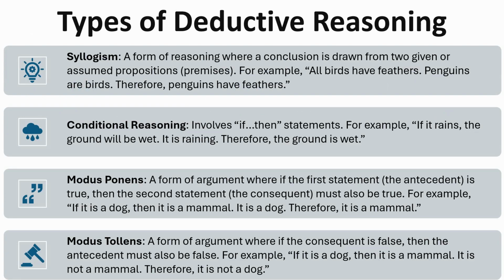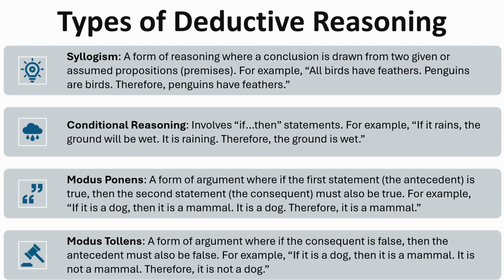There are some different types of deductive reasoning. The first being a syllogism, a form of reasoning where the conclusion is drawn from two or more given propositions, premises. For example, all birds have feathers. Penguins are birds, therefore penguins have feathers. Sometimes we can add in some conditions, words like if or then, to make a statement. For example, if it rains, the ground will be wet. It is raining, therefore the ground is wet. So we can see there is a very common structure, a very unique style of writing that's applied to deductive reasoning.